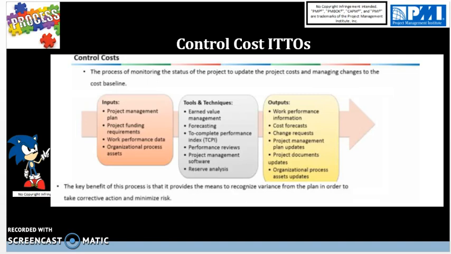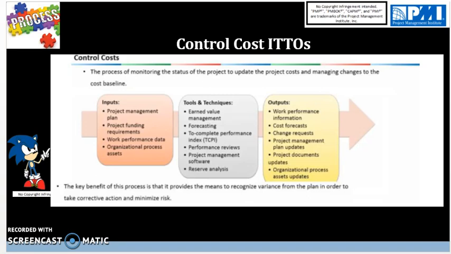And a recurring theme is that for all controlling processes, with the exception of monitor and control project work and perform integrated change control, 9 out of 11 control processes give work performance information as the output by taking in the work performance data as the input. The next input is going to be OPAs: existing formal and informal cost control related policies, procedures and guidelines, cost control tools, and monitoring and reporting methods, along with lessons learned.